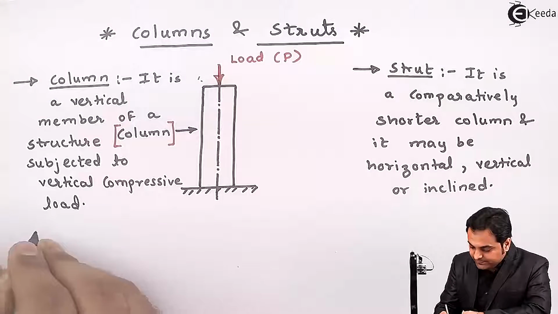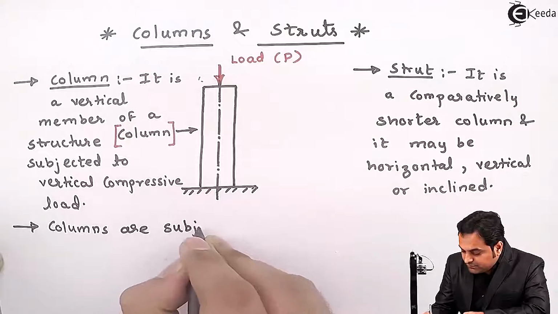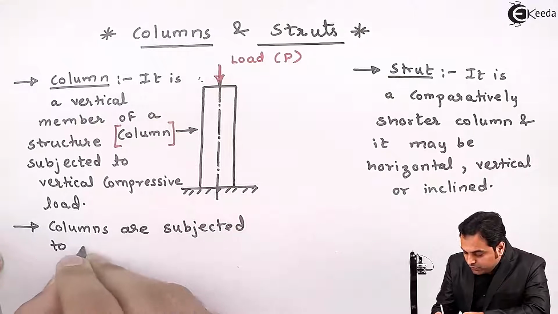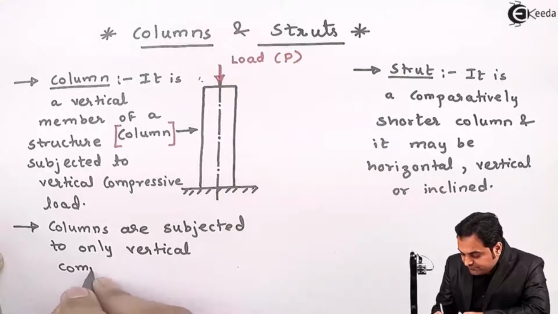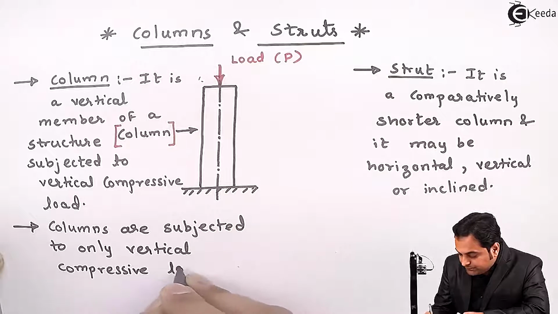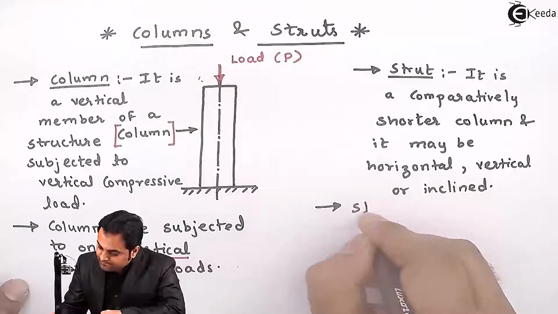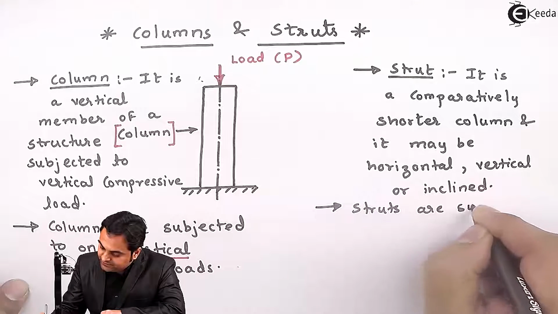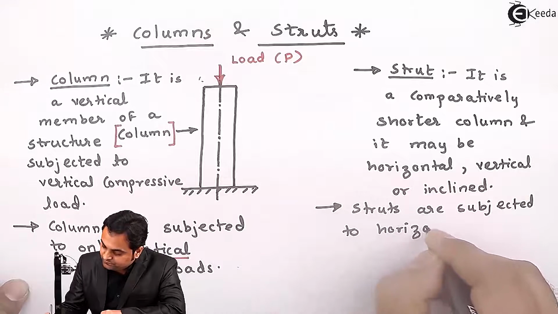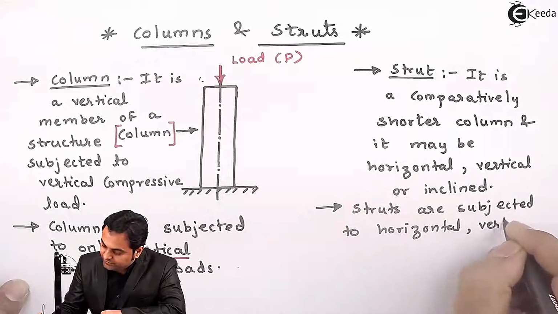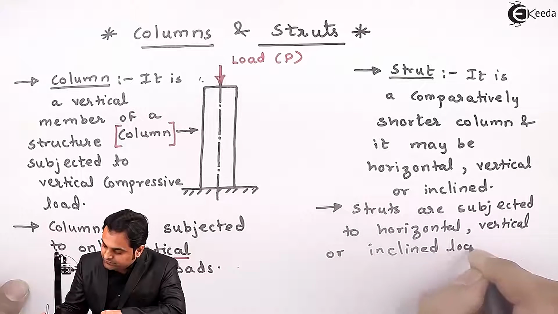I'll mention here that columns are subjected to only vertical compressive loads, whereas struts are subjected to horizontal or maybe sometimes vertical or inclined loads.